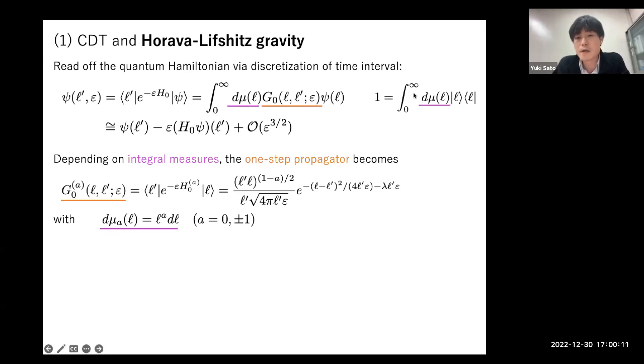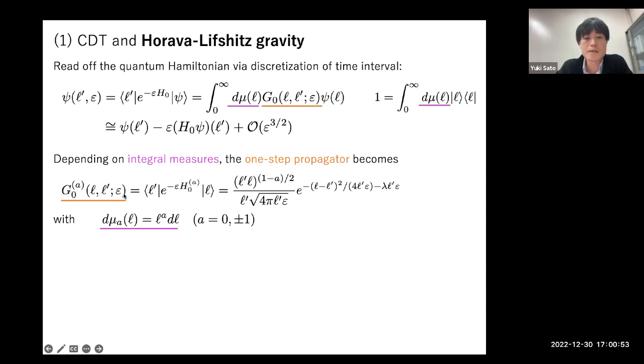I haven't explained the integral measure that appears in the completeness relation so far, but there are three kinds, labeled by A. This A can be 0, plus, or minus 1. This measure can be fixed by some property of the propagators, but I will skip this explanation. But there are three kinds. Depending on these three integral measures, you can find this one-step propagator explicitly by discretizing the path integral.